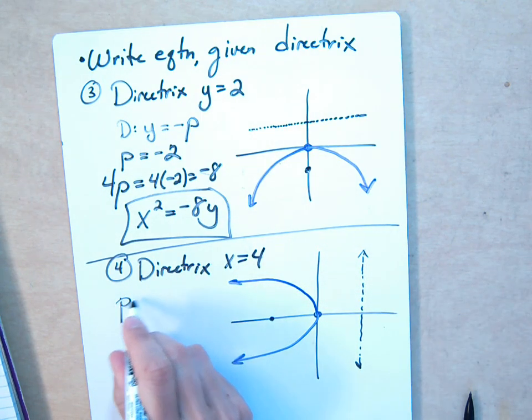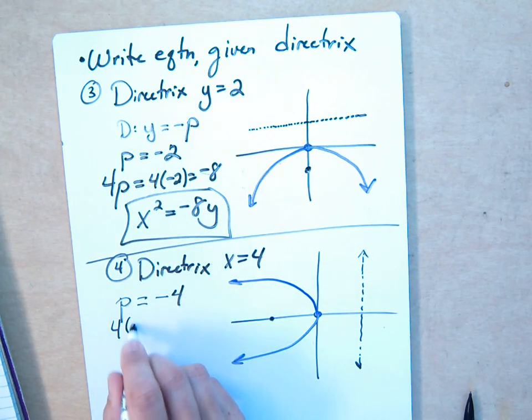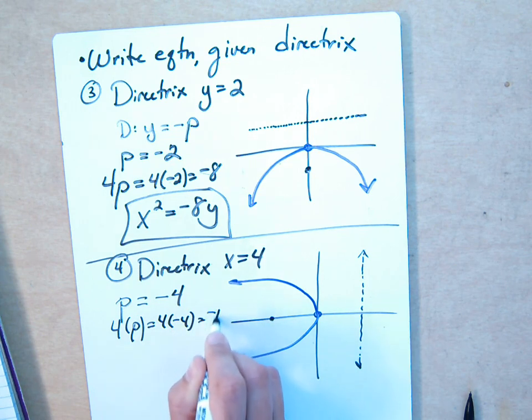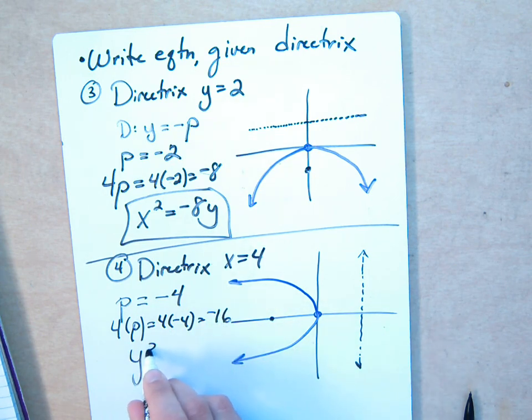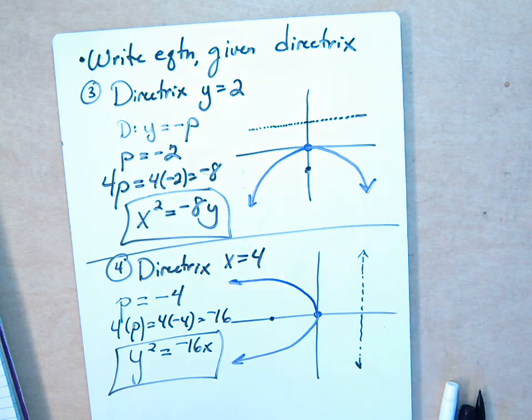So p is the opposite. p is negative 4. So 4p is negative 16. So you get y squared equals negative 16x. I do want you to sketch for all these so that I know you can visualize what's happening.